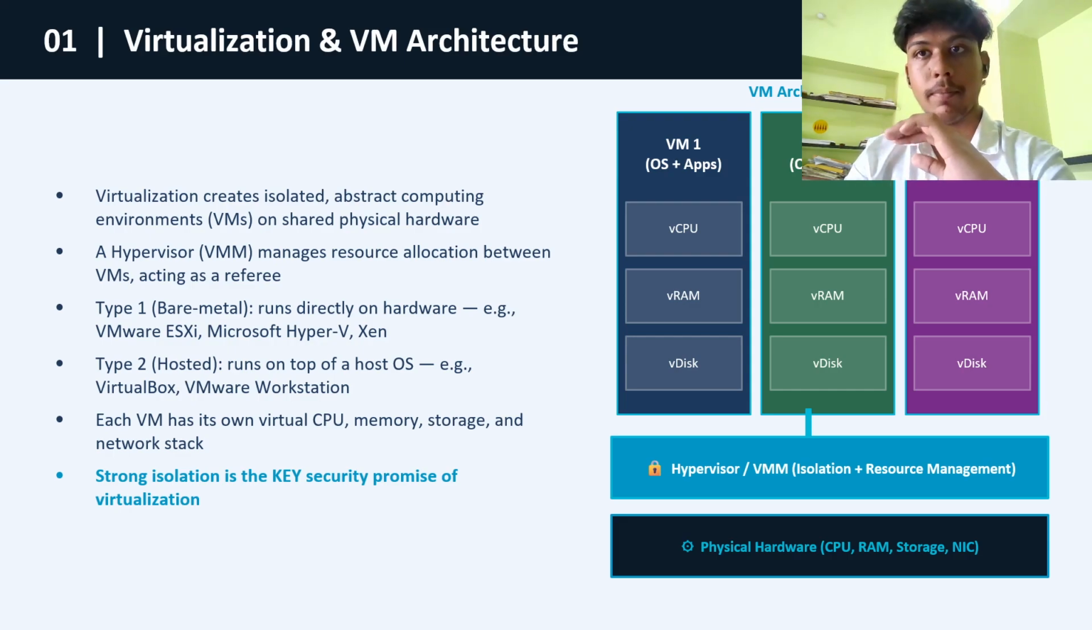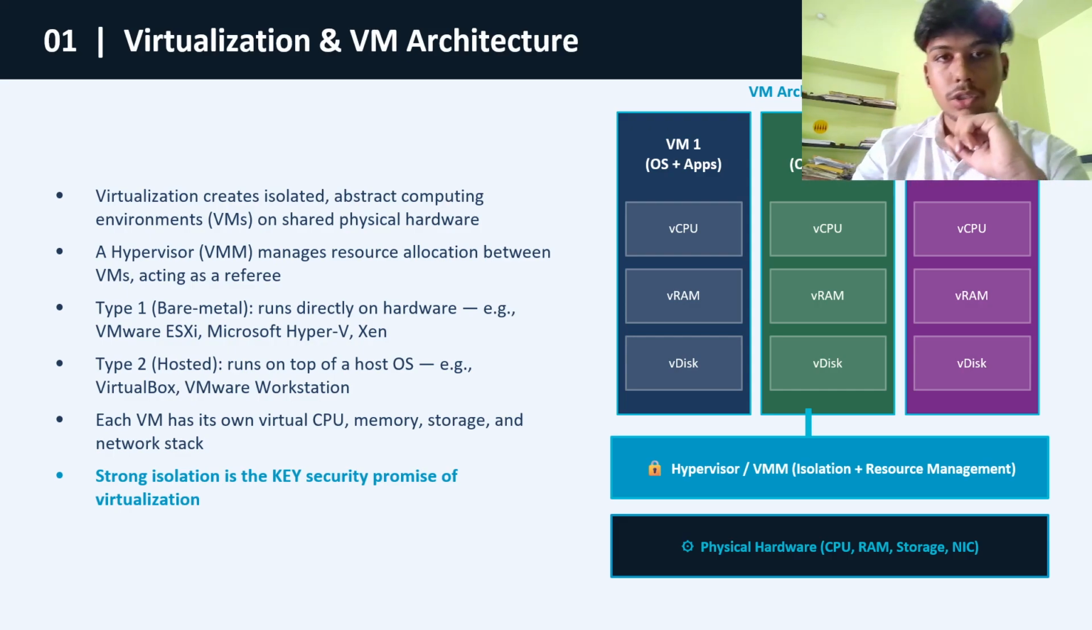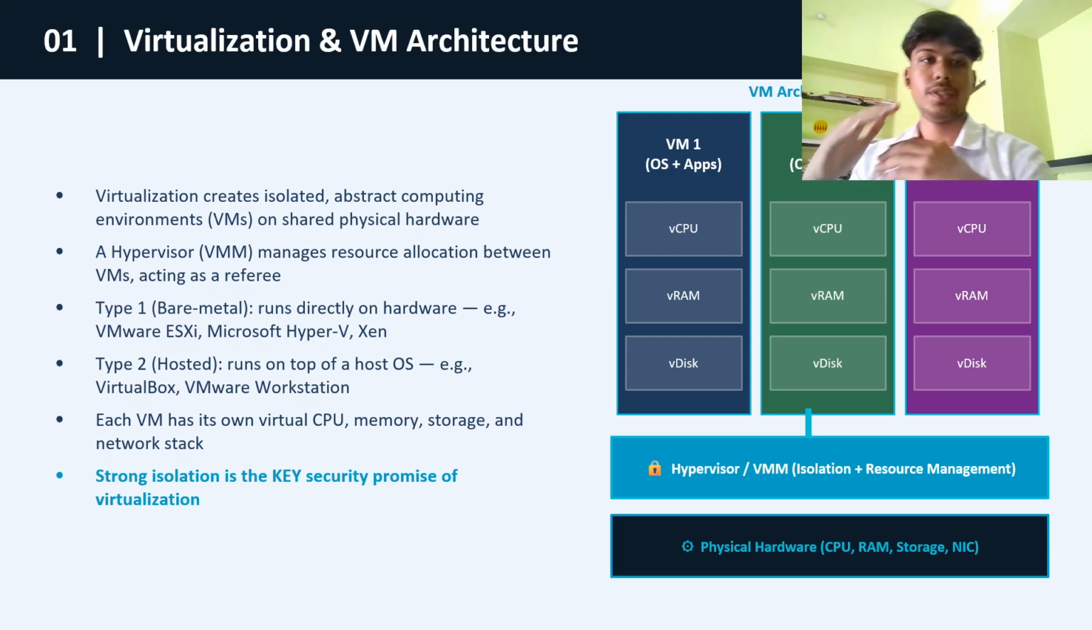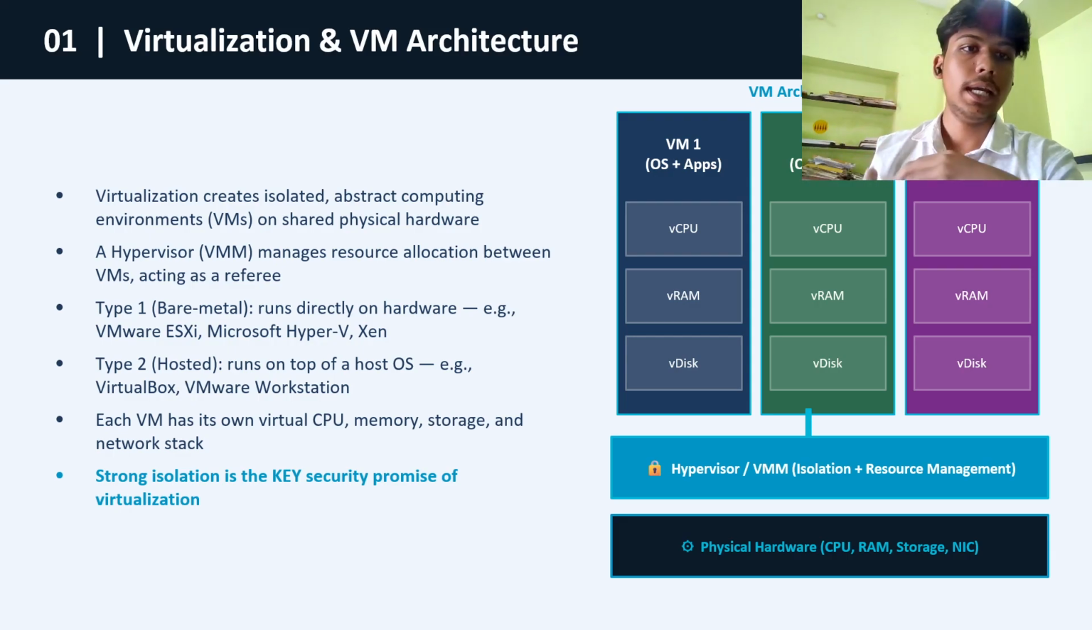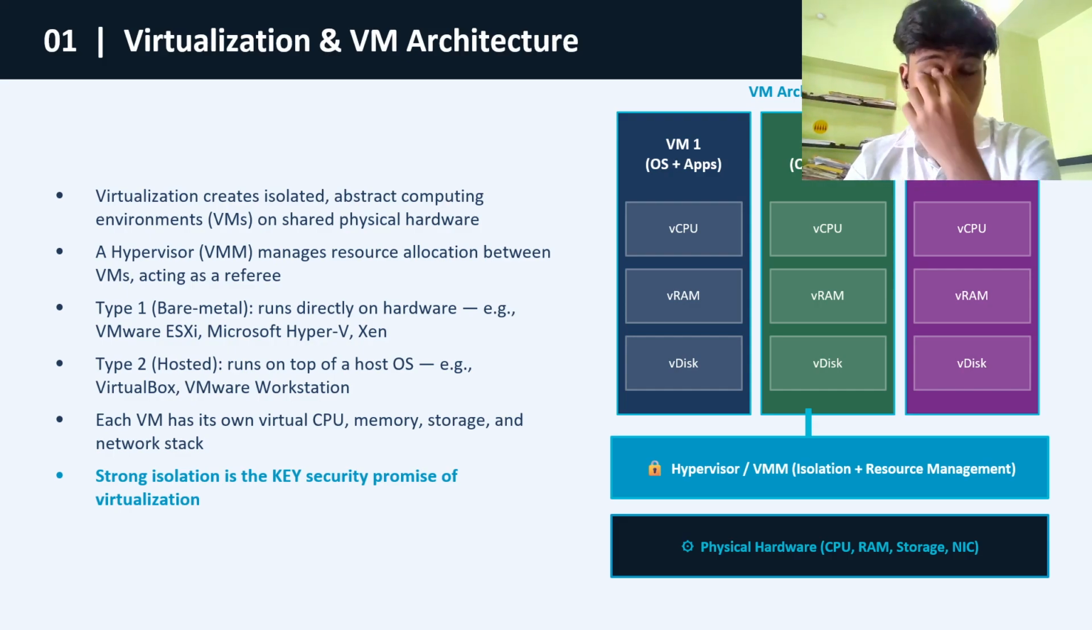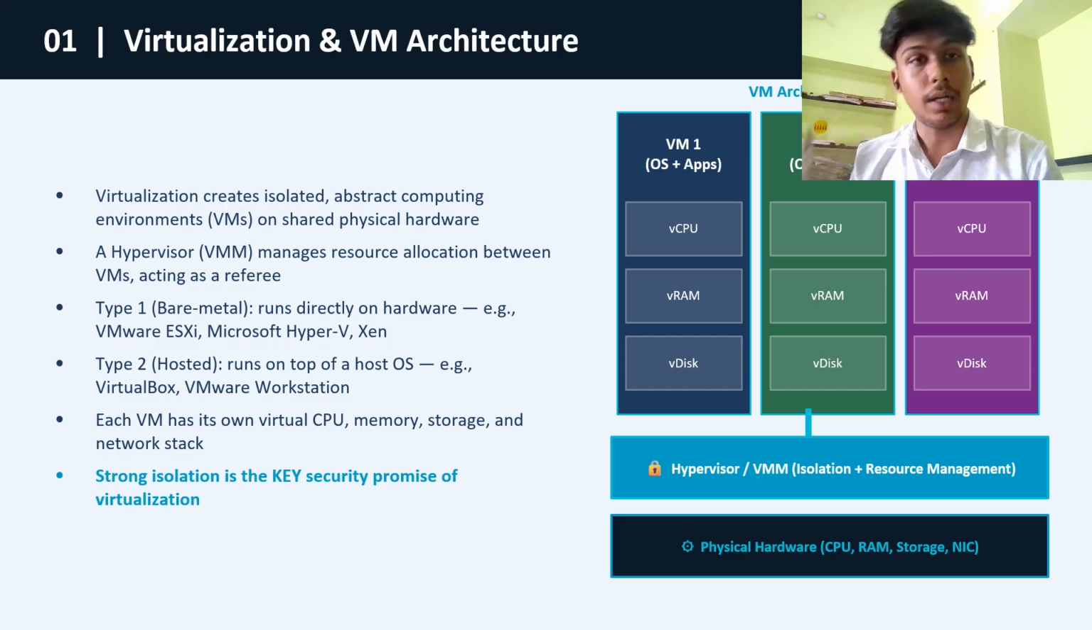Now the software that makes all of this possible is called the hypervisor, also known as a virtual machine monitor, or VMM. The hypervisor sits between the physical hardware and the virtual machines. It acts like a building manager. It decides how much CPU, how much memory, and how much storage each VM should get, and keeps them separated always. It makes sure no VM can interfere with another.